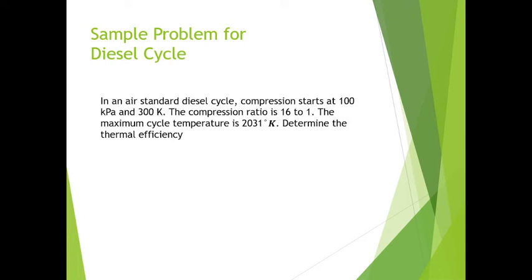So hello everyone. Today we're gonna try and solve a sample problem for the diesel cycle. So here it is. In an air standard diesel cycle, compression starts at 100 kPa and 300 Kelvin. So it is the initial temperature and pressure. The compression ratio is 16 to 1, and then the maximum cycle temperature is 2031 Kelvin, which is at point 3, since the maximum temperature of a diesel engine happens at point 3. So determine the thermal efficiency.